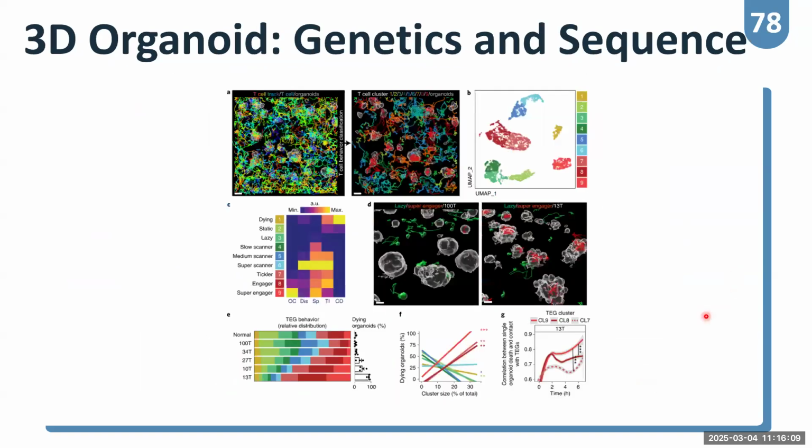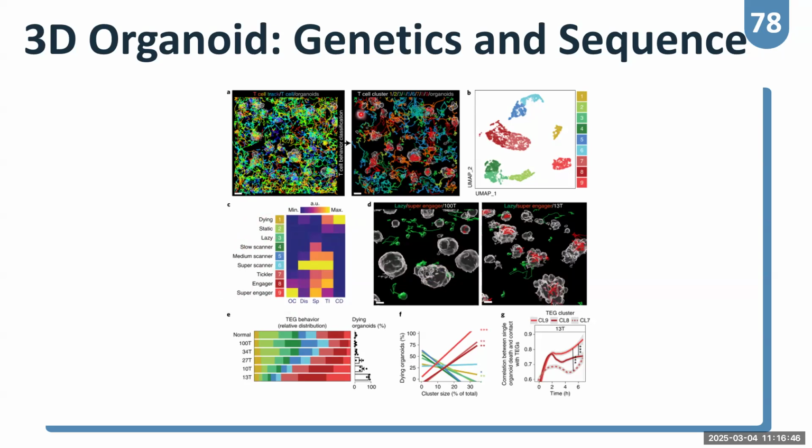Okay, and this is my favorite paper that I love to read because they try to use the organoid together with the T cell. You can see the lines, each different line color is one T cell. And after they put the T cells and the organoid together, they can classify the T cells, starting with the dying, the lazy T cell, or the engager, the super engager T cell to kill the cancer cell.